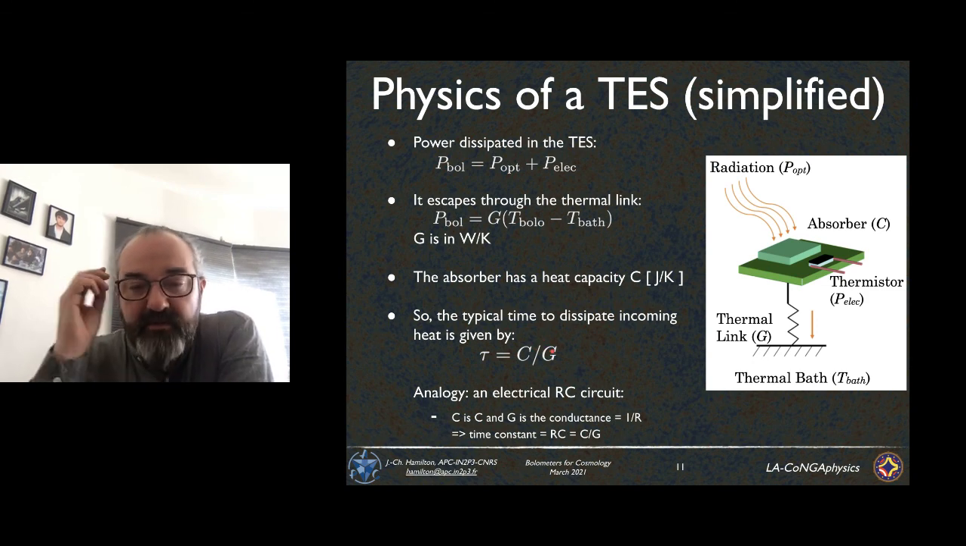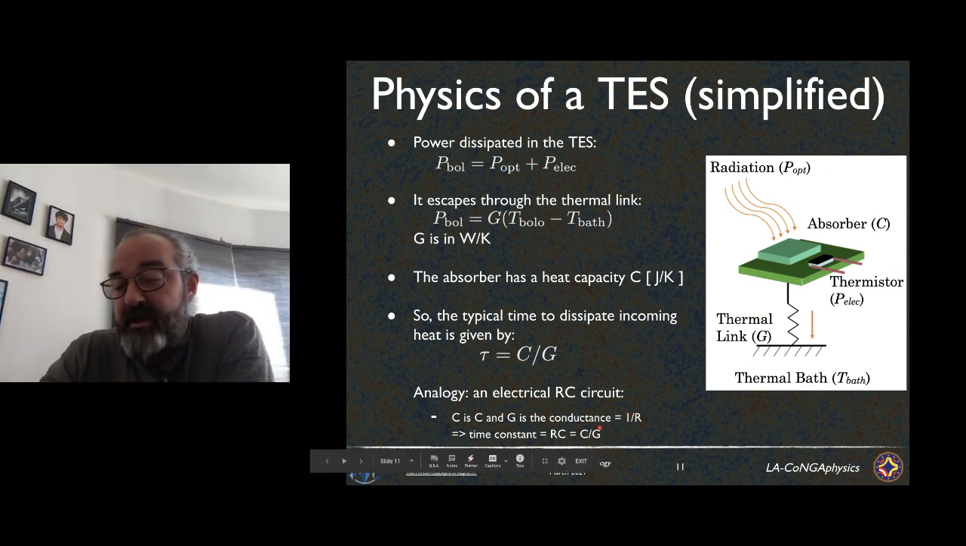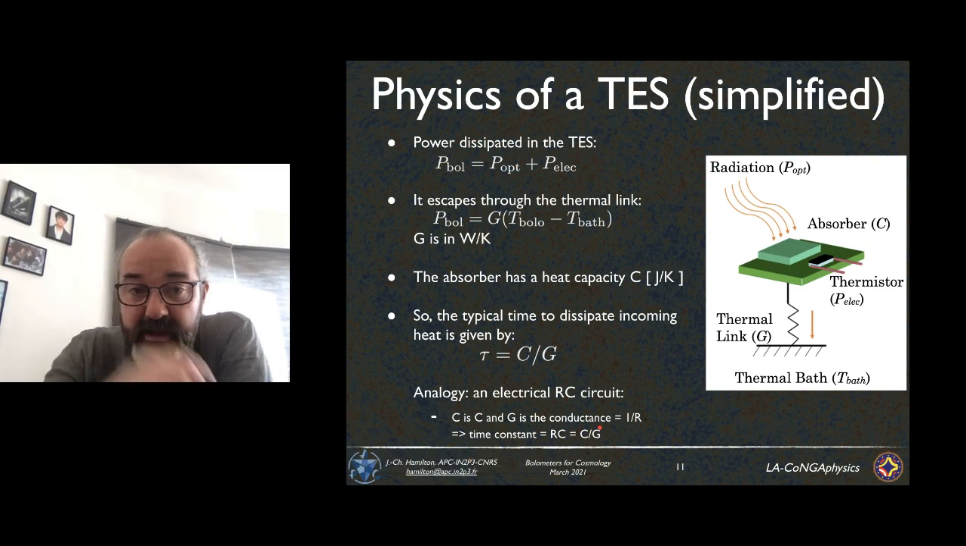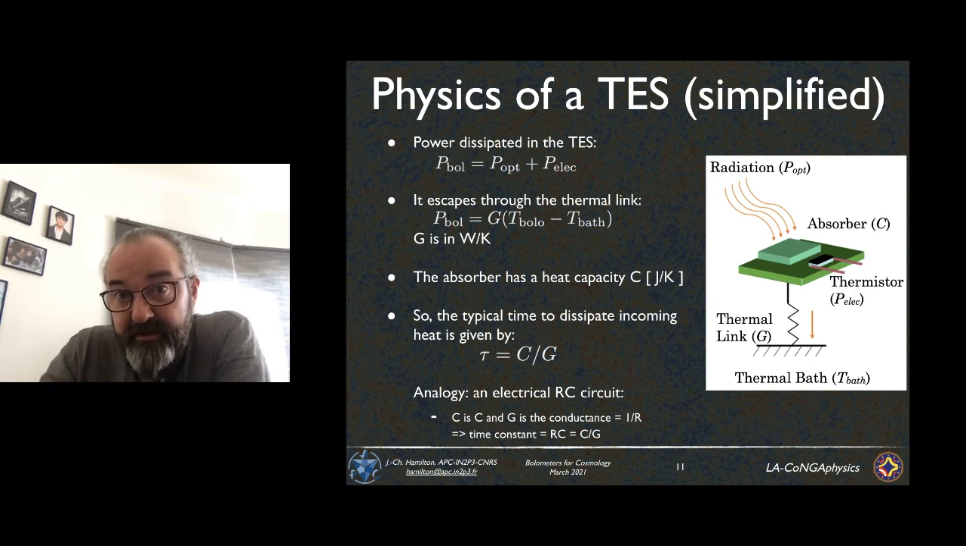So here, just to be sure we understand, there's a perfect analogy with an electrical RC circuit, okay? C is the capacitance, and G is the conductance of the material, which is 1 over R. So the time constant is RC, which is C over G in our case, okay? So this is really a thermal RC circuit, a bolometer, right?